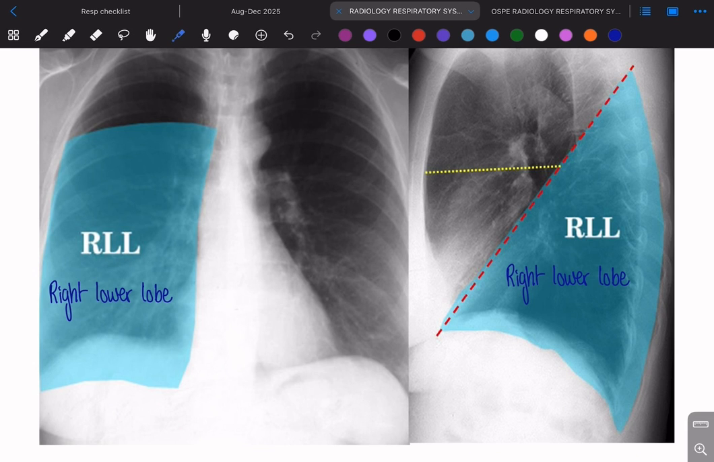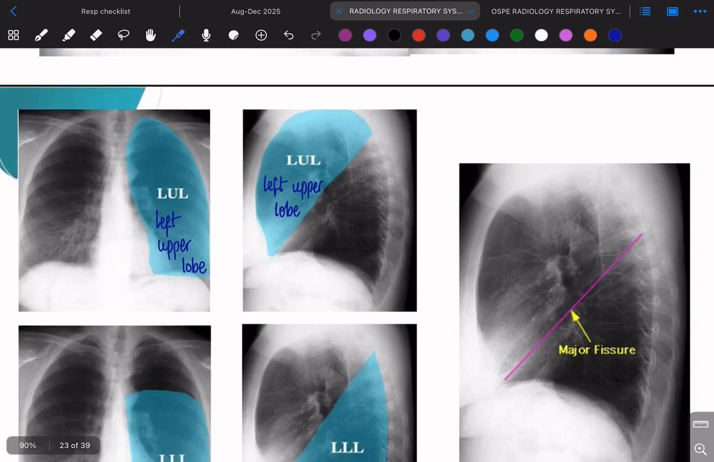Why can't we see any fissure? And we said the oblique fissure is only seen here in the lateral view, and this is the PA view. So we can't see the fissure here because the right lower lobe is underneath or posterior to the oblique fissure. So we can't see the fissure in this view, but we can see it here. Okay? So if you get this, what is it? The right lower lobe. If you get this, and if you can see the fissure, underneath the fissure or posterior to the fissure is going to be the right lower lobe or the lower lobe of the right lung.